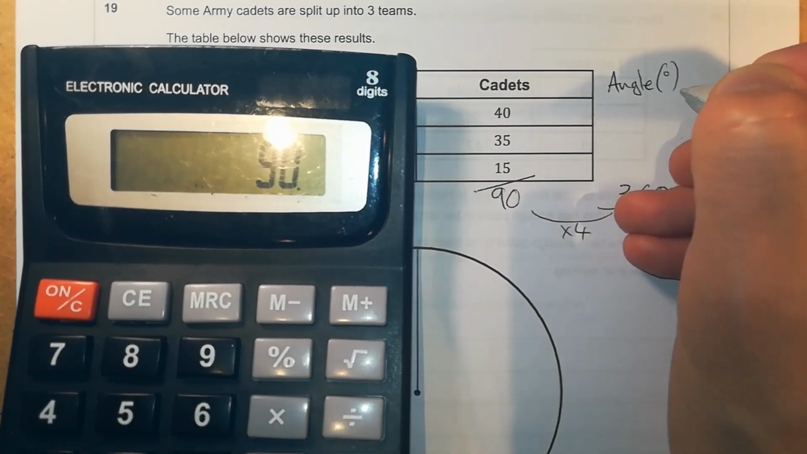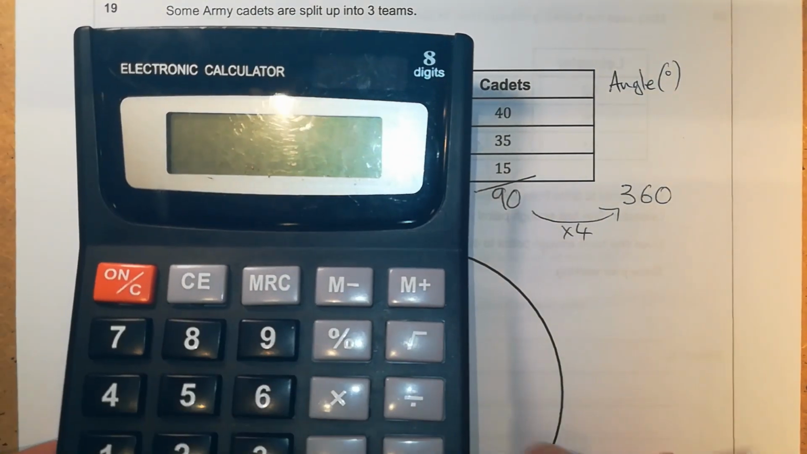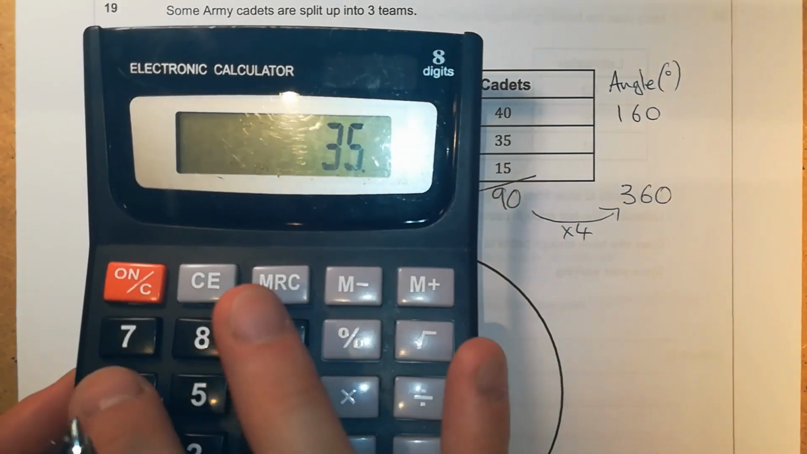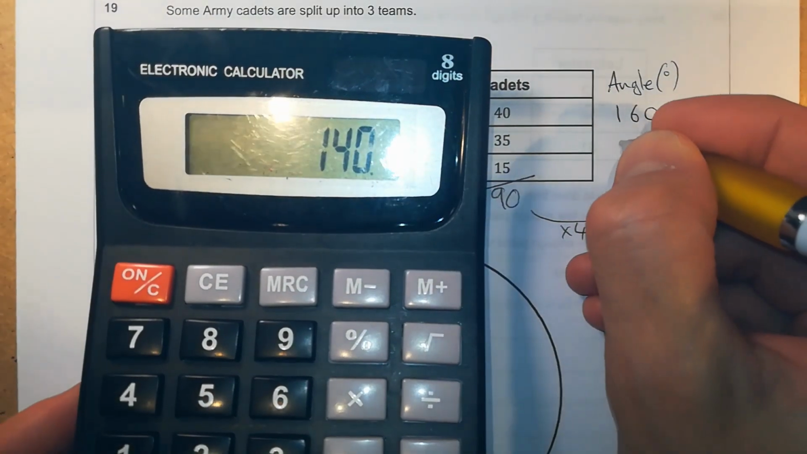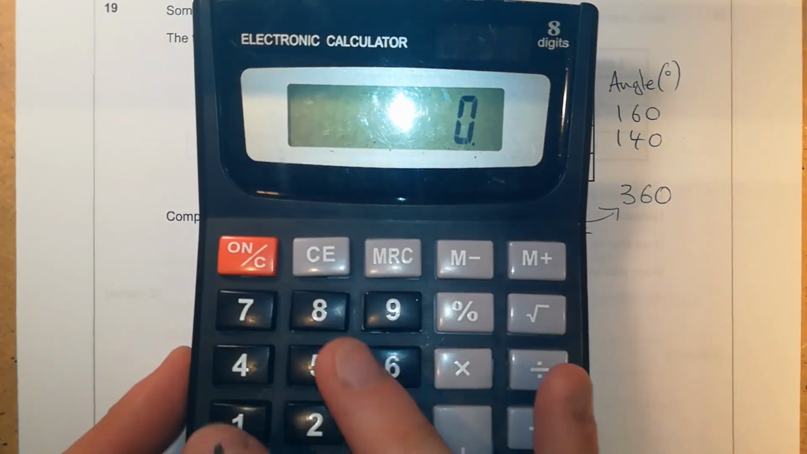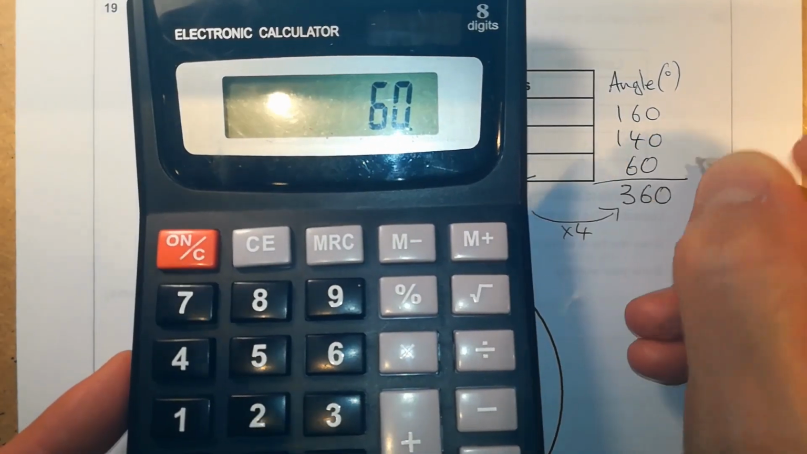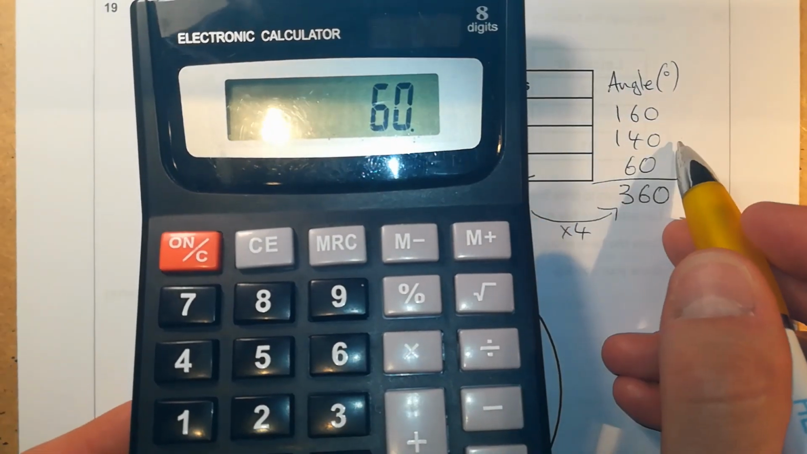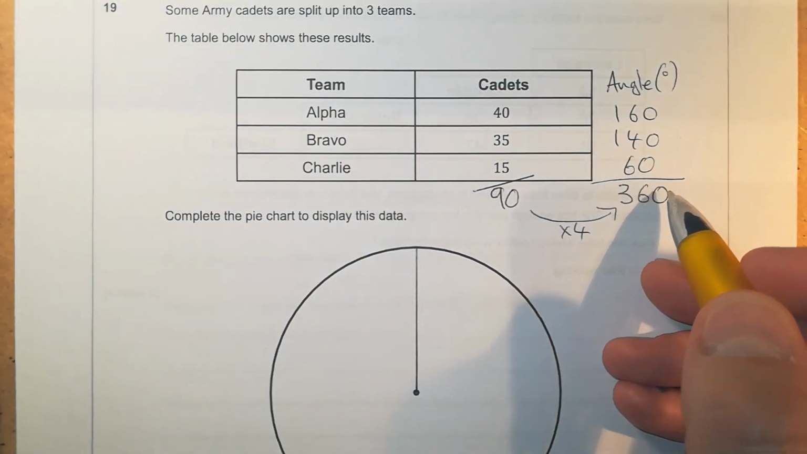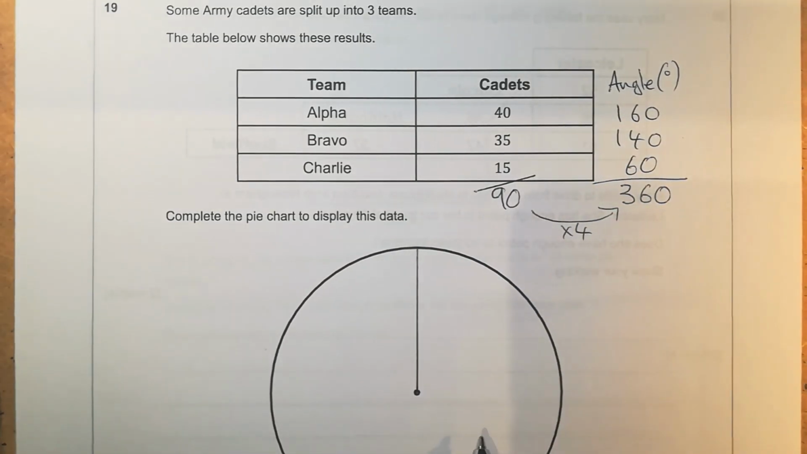So that's in degrees. Okay, so 40 times 4 gives us 160 degrees. 35 times 4 gives us 140 degrees. And 15 times 4 gives us 60 degrees. And we can check that 160 and 140 is 300, plus 60 is 360. So we know the angles for each of these. Now we need to plot them on here.